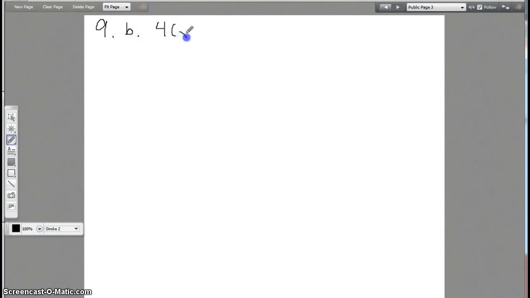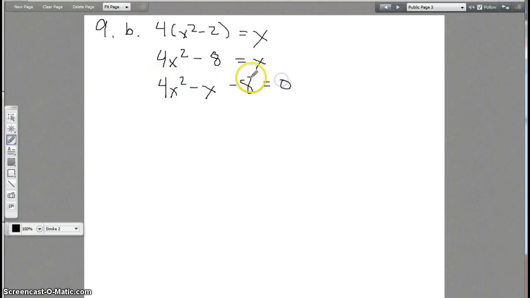We have 4 times x squared minus 2 is equal to x. So we need to multiply this out. 4 times x squared is 4x squared. 4 times a negative 2 is a negative 8. And that equals x. To put this in standard form, I need to subtract x from both sides. So we will have 4x squared minus x minus 8 equals 0.